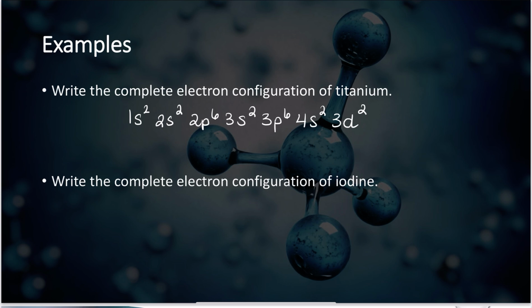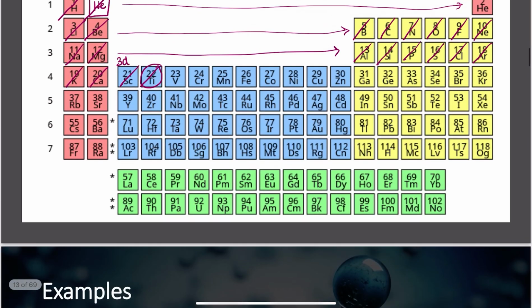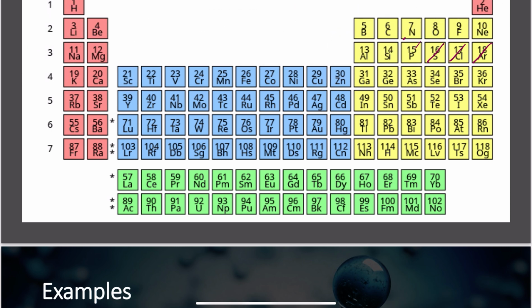If you ever want to check yourself, add up your superscripts here: 2 plus 2 is 4, plus 6 is 10, plus 2 is 12, plus 6 is 18, plus 2 is 20, plus 2 is 22. This represents 22 electrons, and when I look at titanium, its number of electrons is 22. So that's the perfect way to check to make sure you've done it correctly. Or I could just say, okay, I'm ending in the d block, the third energy level, second electron in. But for the complete electron configuration, you have to show where all the electrons reside. Let me clean this up so we can do our next example.